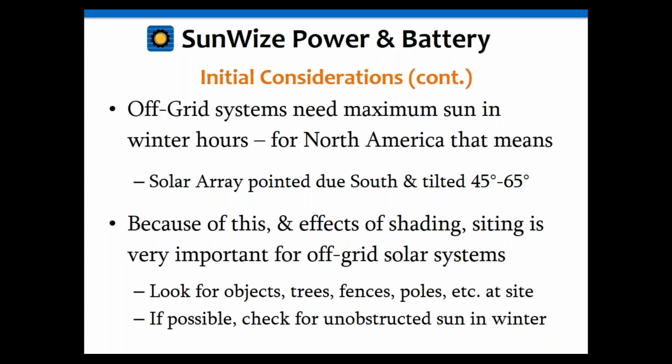Typically you're going to use a tilt angle of anywhere between 45 degrees and 65 degrees, south facing, for North America. If you're working in South America or other countries, that might be slightly different, but here in North America you're most likely going to tilt your array between 45 and 65 degrees from horizontal, facing true south. Because of that, siting is very important.